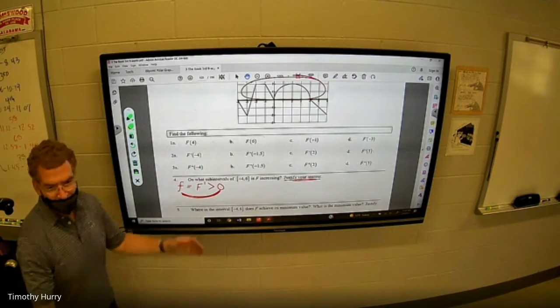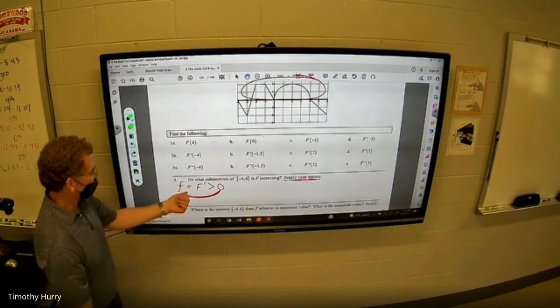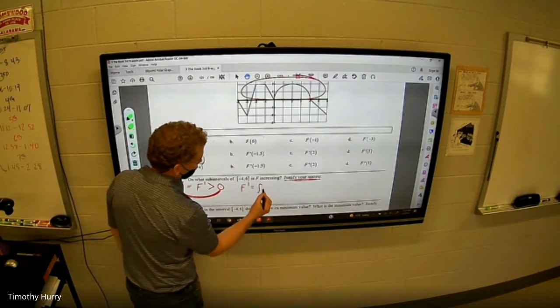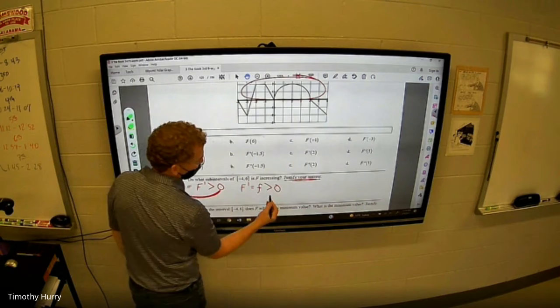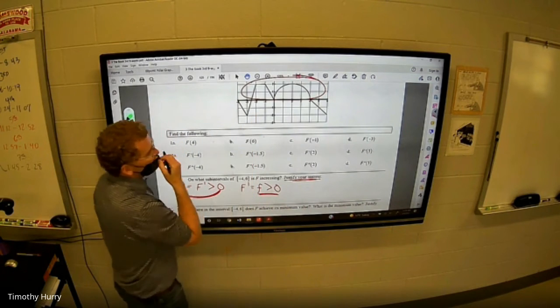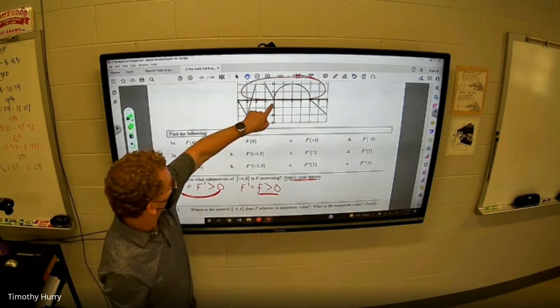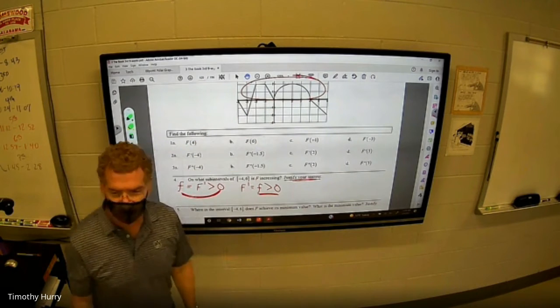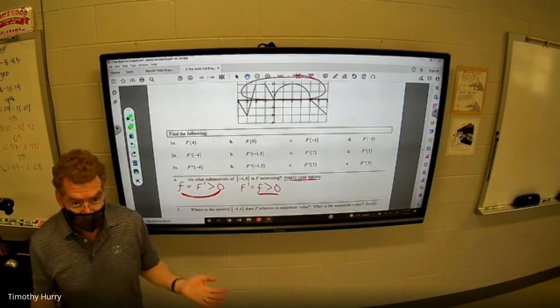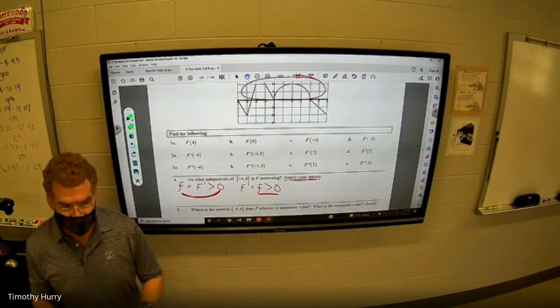That's where the y values are greater than 0. I've got to be honest, I normally don't write it like this. I normally write big F prime, which is little f, is greater than 0. So I can think about the graph. Where are my y values positive? Now, if you're looking at this and going, Mr. Hurry, at 0, the y value is not positive. At 0, the y value is 0. So technically that's not true. I agree, but that's not what AP thinks, and let me show you why.